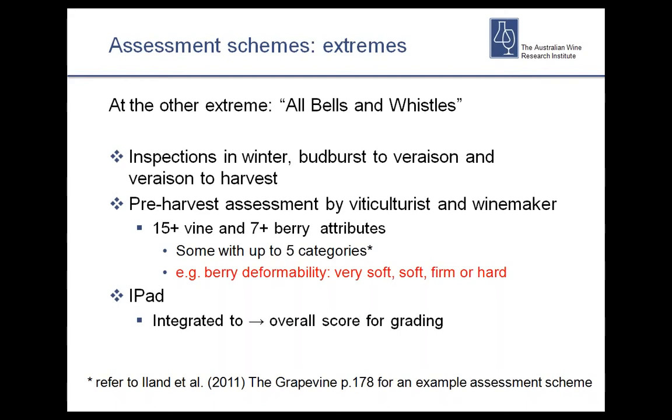And you can refer to Island et al. 2011, the Grapevine, page 178, for an example of one of these assessment schemes. Now, the benefit of multi-attribute score sheets is that they provide an opportunity to integrate many vine characteristics. And this is desirable because use of one attribute alone is unlikely to be adequate for the purpose of fruit grading.